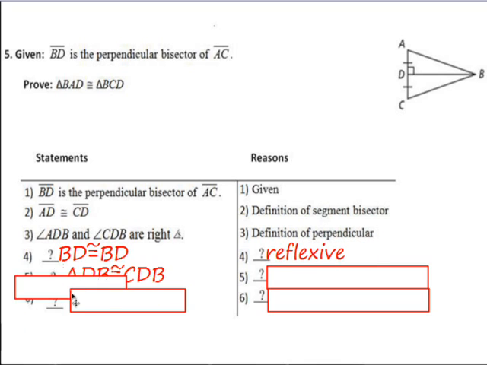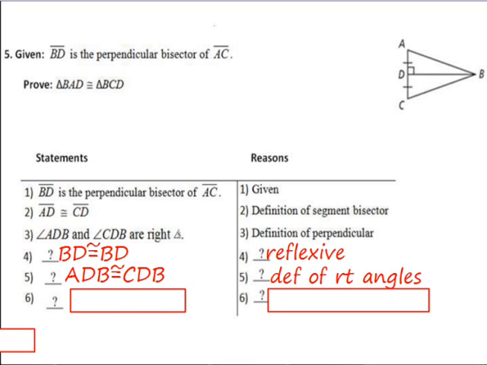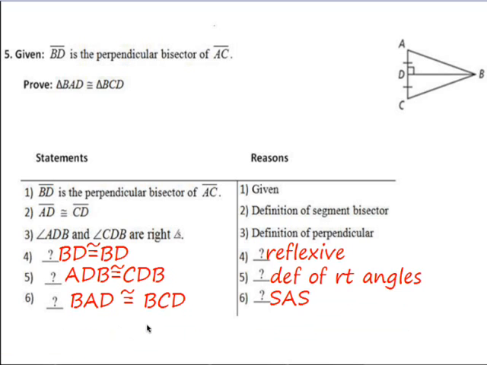I said that BD was congruent to BD because of reflexive property. I said that ADB is congruent to CDB, and I know that because of the definition of right angles. Right angles means they're both 90, and if they're both 90, they're congruent. And then I said the triangles were congruent by side, angle, side. So if you have something like that, in that order or not, it still should be correct.